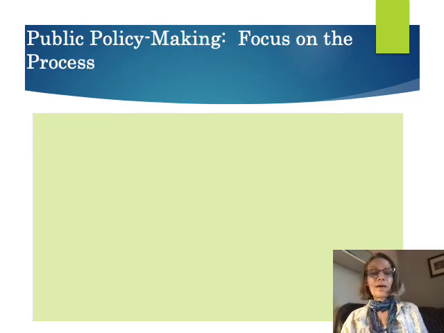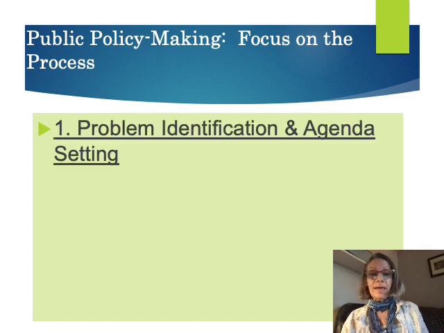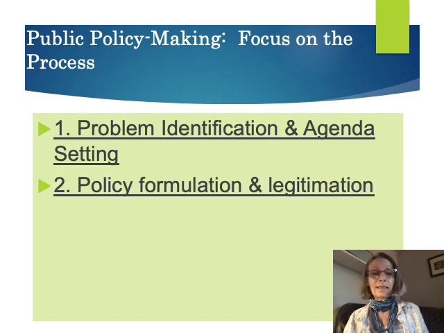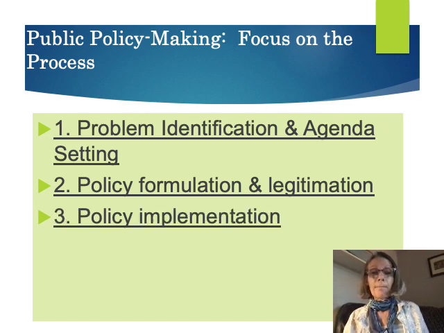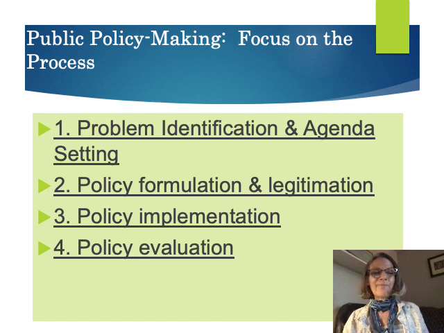Okay, so here is an overview or a listing of the steps in the public policy making process. I'm going to list these up here, and we're just going to present them. Then we're going to use Title IX as an example to actually define these and bring them to life. The first step is problem identification and agenda setting. The second step is policy formation and legitimation. The third step is policy implementation. And the fourth step is policy evaluation.